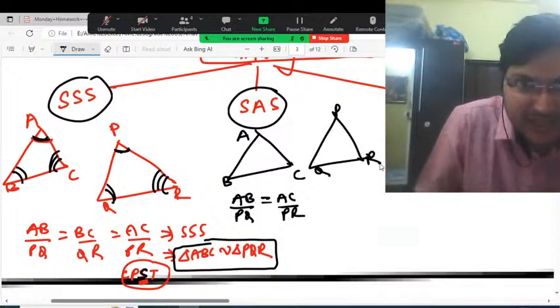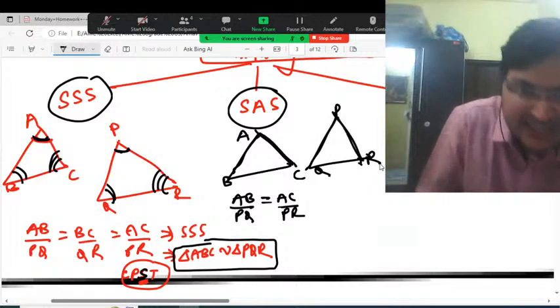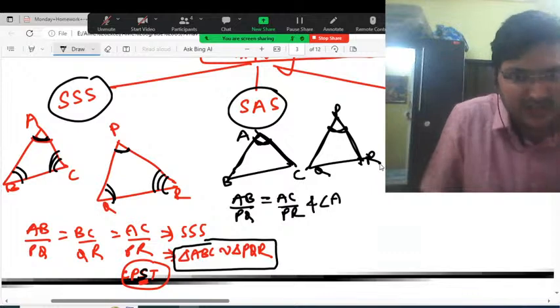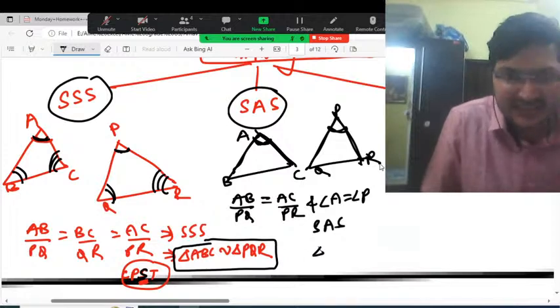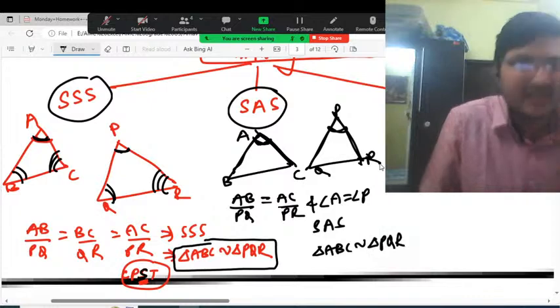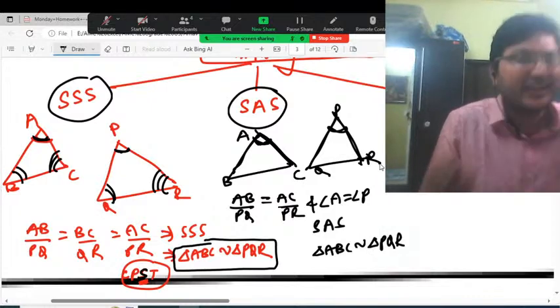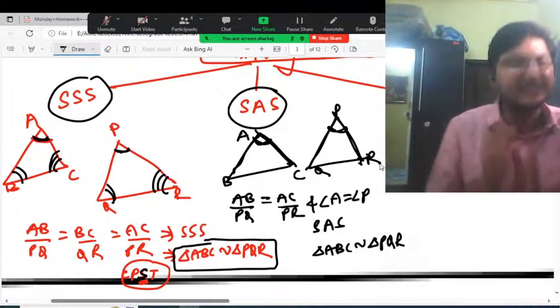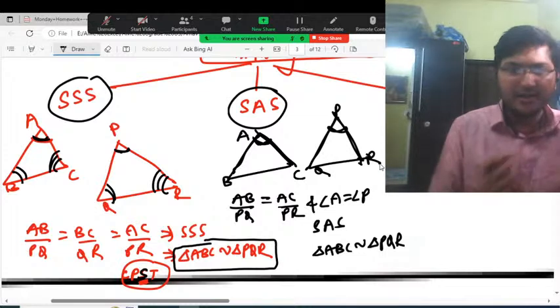If AB over PQ is equal to AC over PR, and the corresponding angle A and angle P are equal, you can prove that they are similar by SAS. And once they are similar, we can also conclude about other parameters. We can now conclude that BC and QR should also have the same ratio, and angle B should also be equal to Q, C also equal to R.